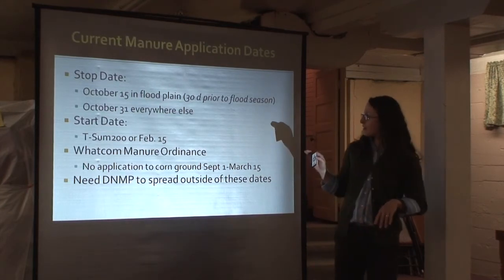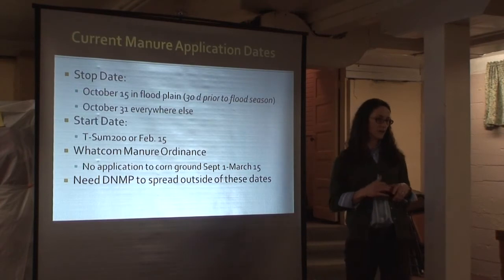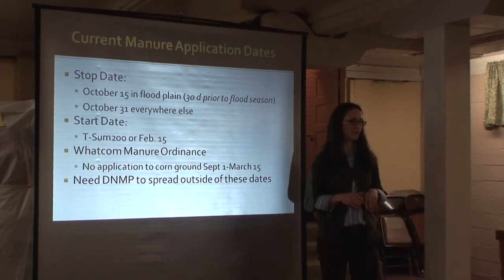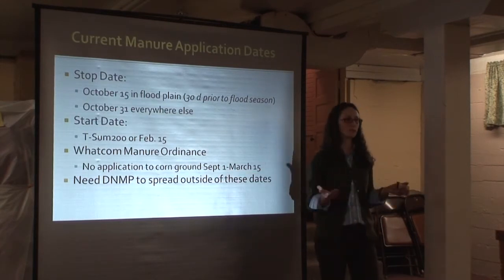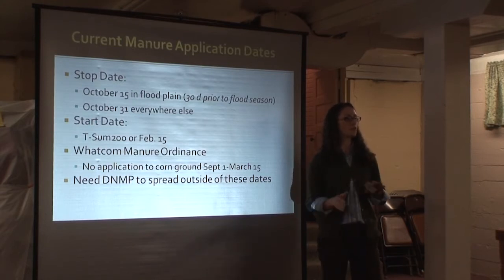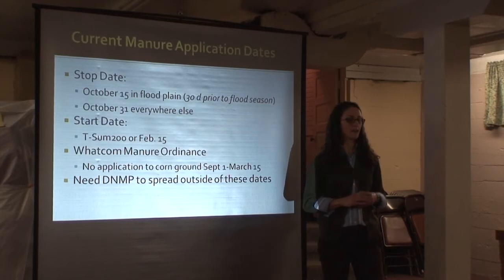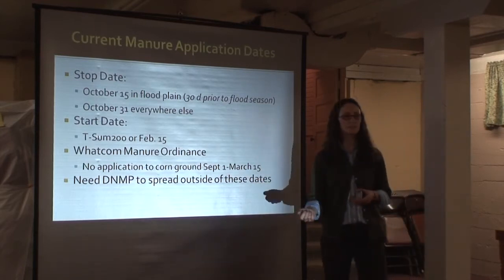And then, as you know, the Whatcom Manure Ordinance was put out quite a long time ago, over 10 years ago, so 98-ish. It said no application to corn ground between September 1st and March 15th, which is pretty common, or to bare ground. That's actually a pretty darn good guideline. But we've morphed, and now we've got cover crops and various things that fall into this gray area, and how do we deal with that?